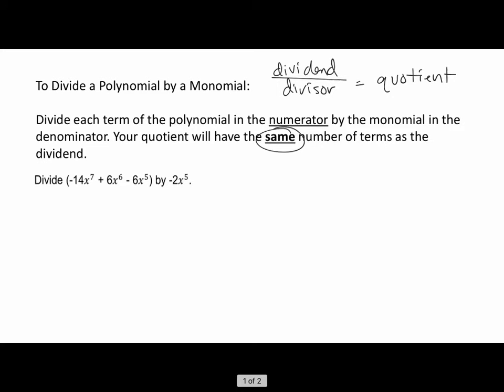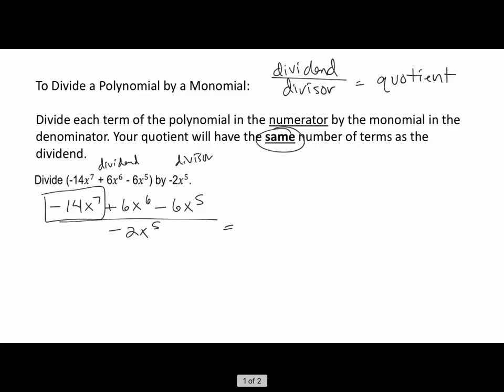So if we're going to divide this dividend by this divisor, our answer will be the quotient. So let's set that up. Negative 14x to the 7th plus 6x to the 6th minus 6x to the 5th divided by negative 2x to the 5th. So we're going to take each term of the numerator and divide by this single term in the denominator. So let's start with the first term.